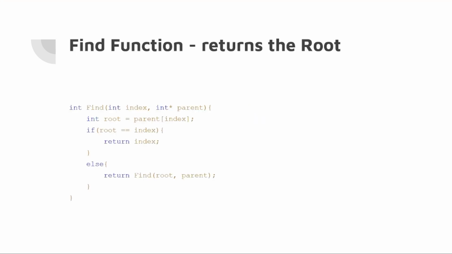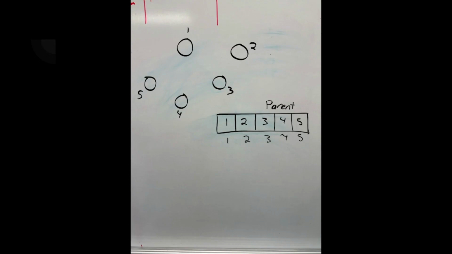The find function finds the root of a city. It checks if the city's root is itself. If it is, then it will return true. Otherwise, it recursively checks, looking at the root of the parent. So let's go over this algorithm with an example.